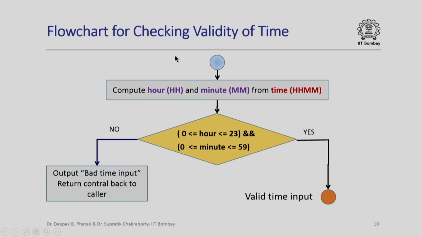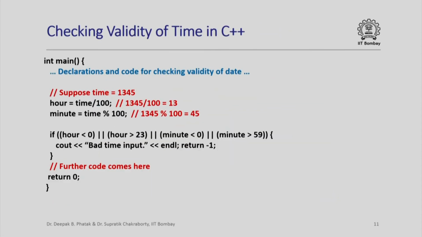Now how are we going to check the validity of time? So just like for the date case, from the time in the hour minute format that we have written, we are going to compute the hour and the minute part separately, and we are going to check whether the hour lies between 0 and 23 and the minute lies between 0 and 59. If so, we have got a valid time input, otherwise we are going to output bad time input and return control back to the caller. So this is how we are going to do it in the program.